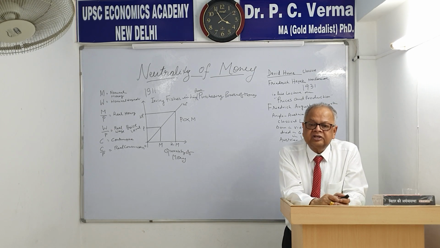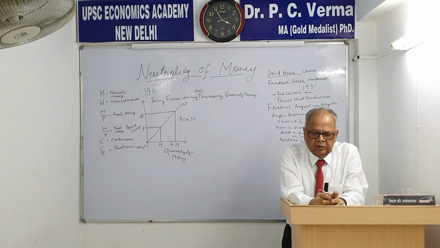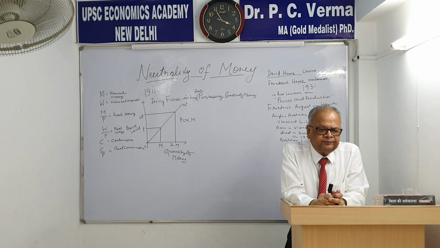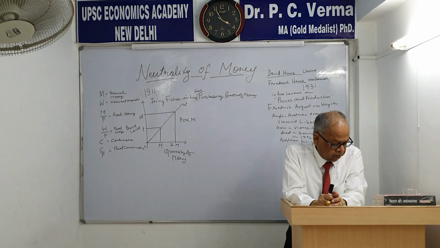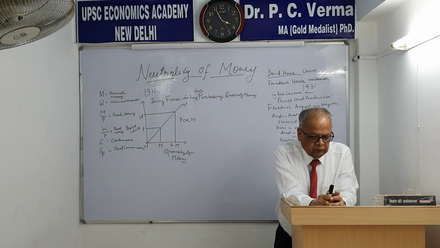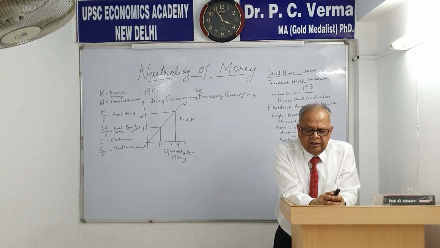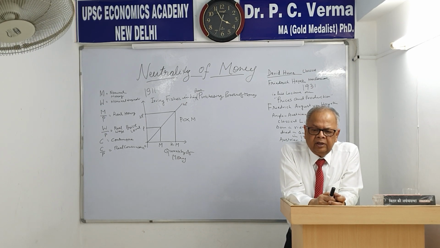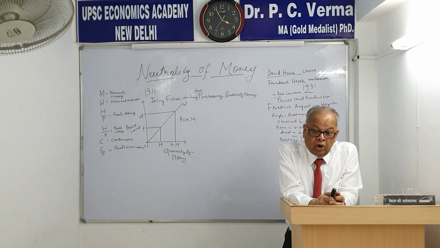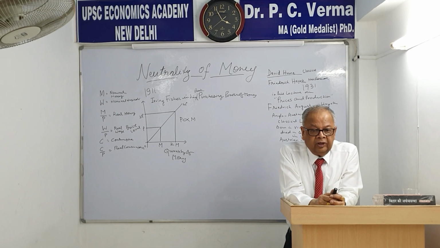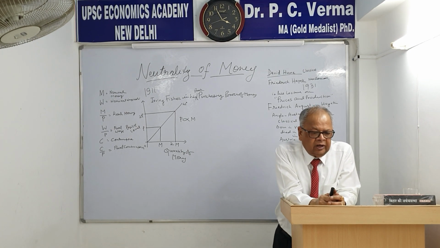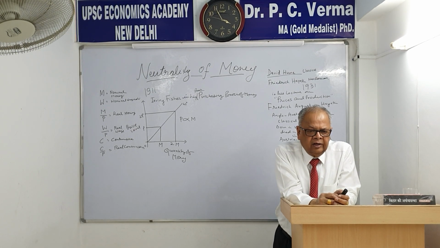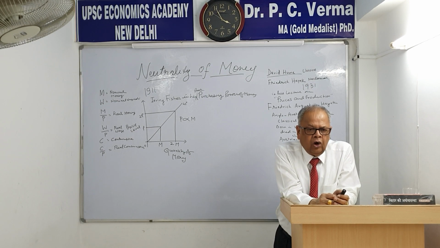John Maynard Keynes rejected the concept of neutrality of money. Keynes said that there cannot be neutrality of money in the economy, both in the short run and in the long run.